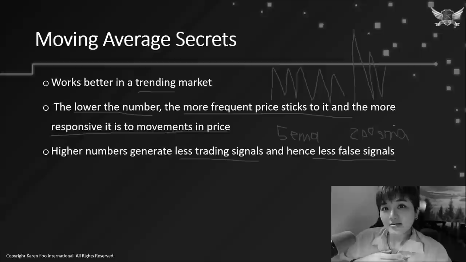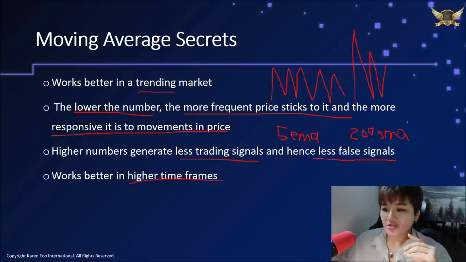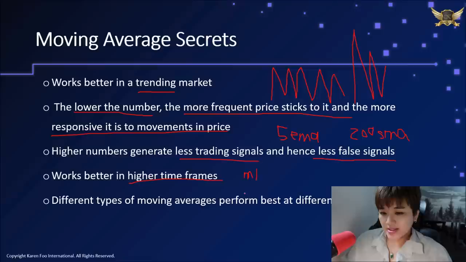Okay, ask your ex. Just like any other indicators, it works better in higher time frames. So if you use it in like the M1 time frame, don't expect it to work out again and again and again, okay? Just to warn you, I know a lot of people like to scalp nowadays. Different types of moving averages perform best at different times. Some people ask, is SMA better than EMA? Depends on when you use it. Is a small number better than a higher number? Depends on when you use it, what you use it for.